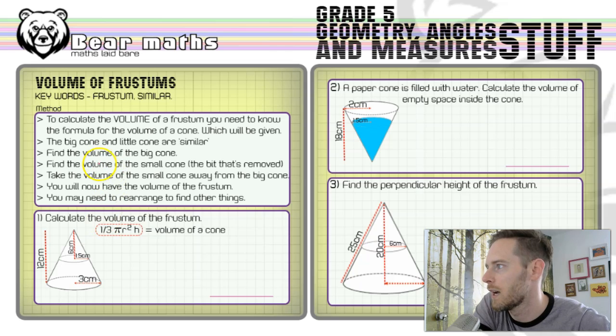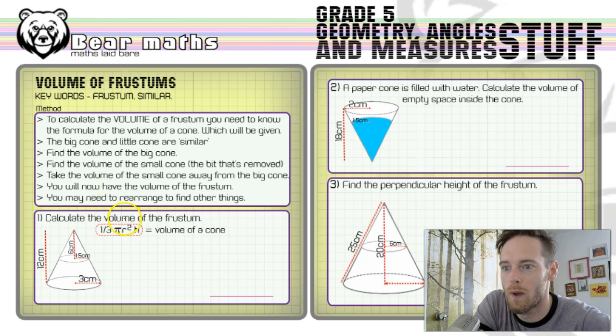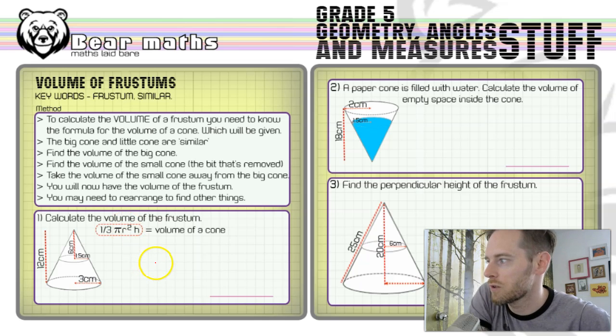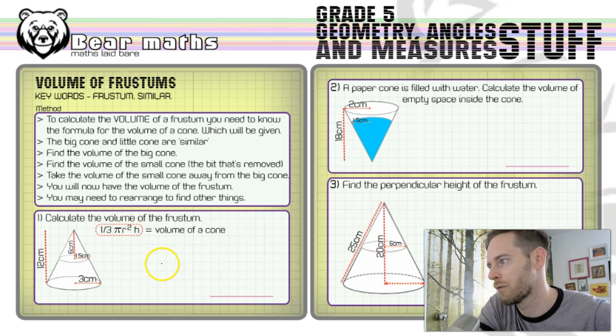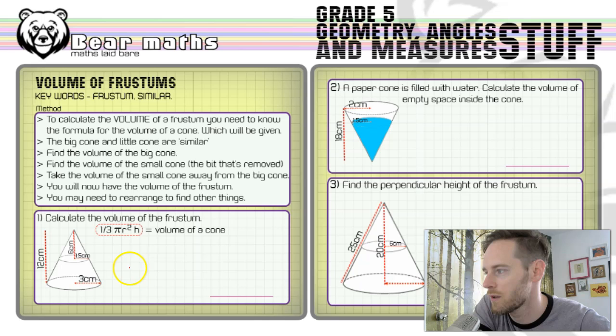Now, what you've got to do is find the volume of the big cone, find the volume of the small cone, the bit that's removed, and then take the volume of the small cone away from the volume of the big cone. Then you will have the volume of the frustum. You may need to rearrange to find other things or use other bits of math, as always. So, question number 1 asks us to calculate the volume of the frustum. Let's just follow the method, and it will work it out.